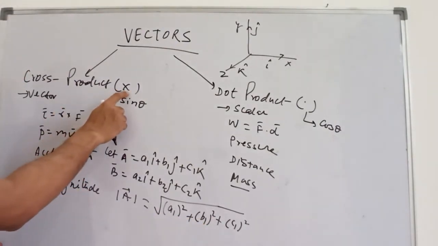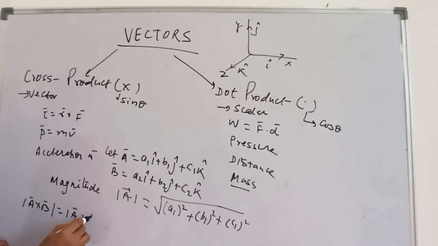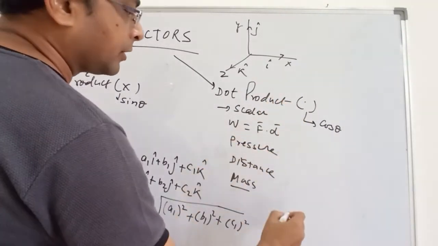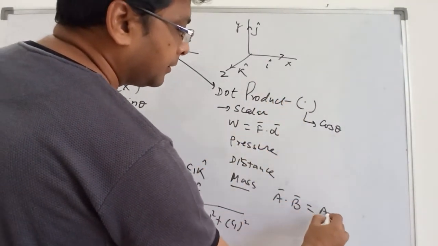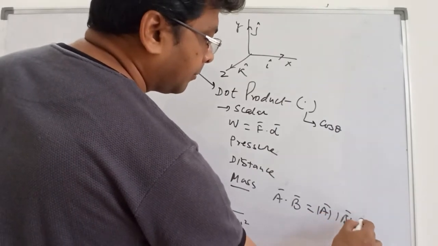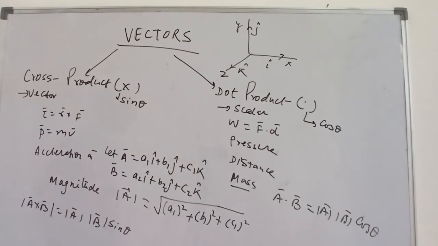Now the formula for cross is, I can write the mod of A vector cross B vector is equal to mod A, mod B into sin theta. Now in dot product, the formula is A vector dot B vector equals mod of A, mod of B cos theta. Just note down the formula, these are very, very important.